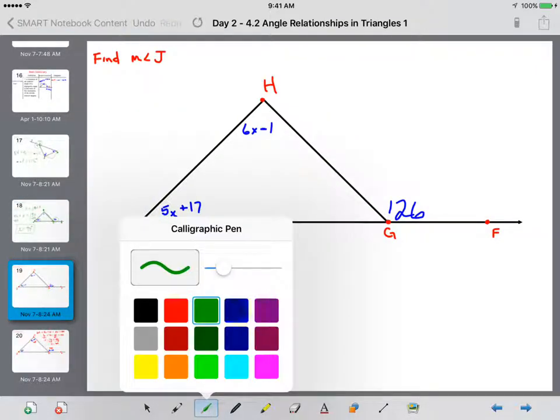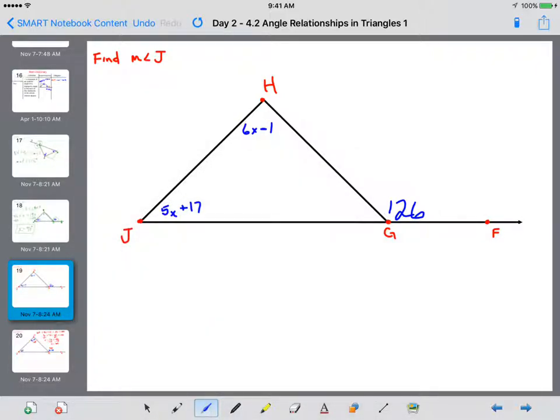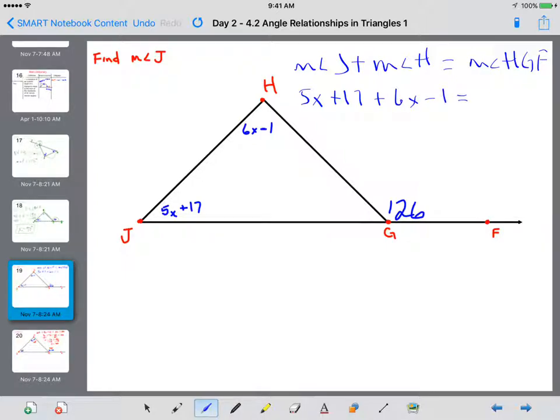Alright, when it gets a little more complicated here, it's the same idea. We're going to take the measure of angle J plus the measure of angle H, and that's going to give us the measure of angle HGF. So angle J is 5x plus 17, angle H is 6x minus 1, and the measure of angle HGF is 126. So we've got this as a nice equation. We're going to solve for x here.